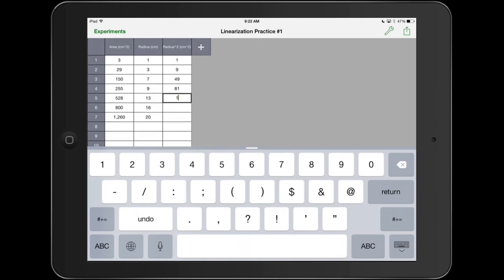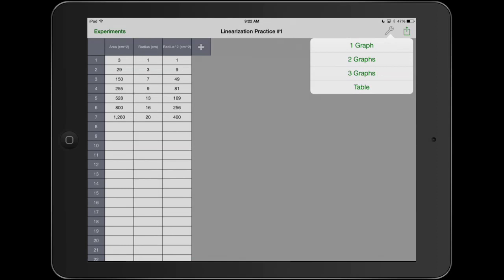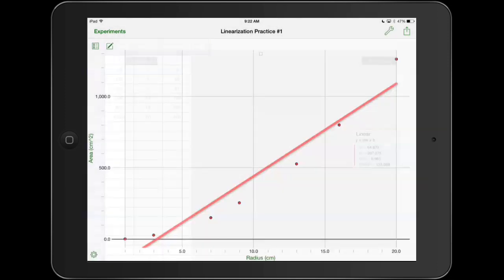So 169, 256, and 400. And now we want to graph it. And if we want to compare, we can show both the original graph and the linearized graph. Or if we just want to show one graph, we can just go back to one graph. So no change because it's still radius on the x-axis and area on the y-axis.